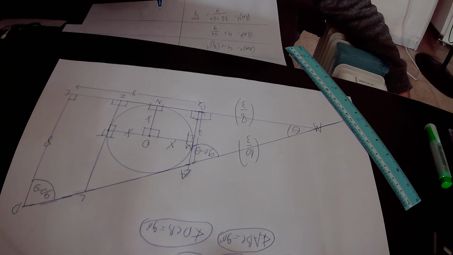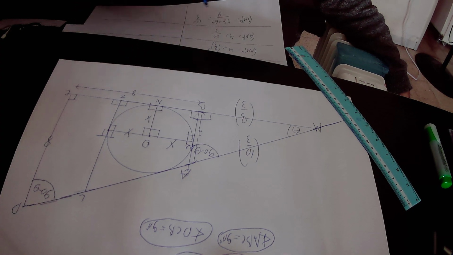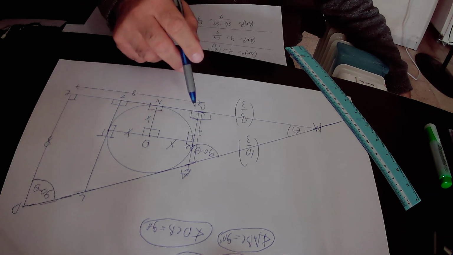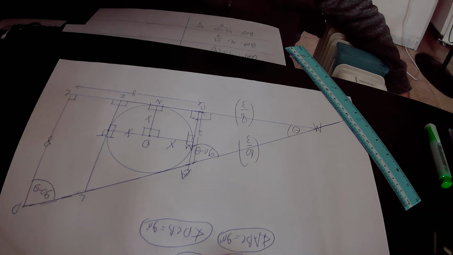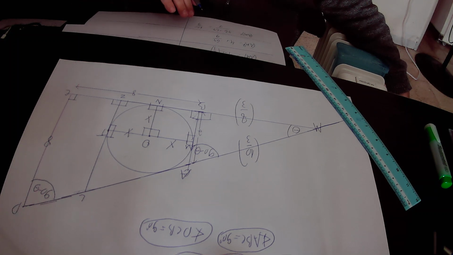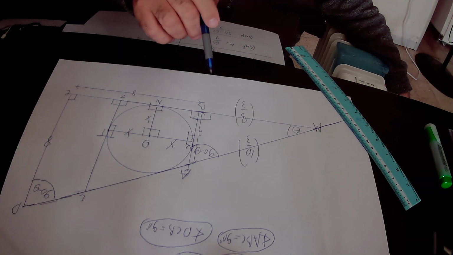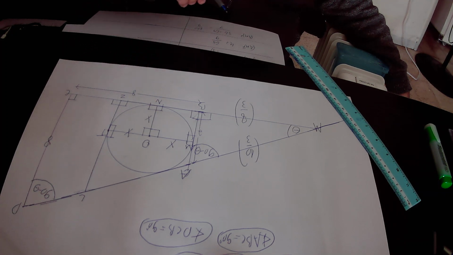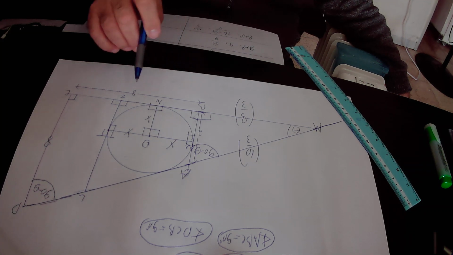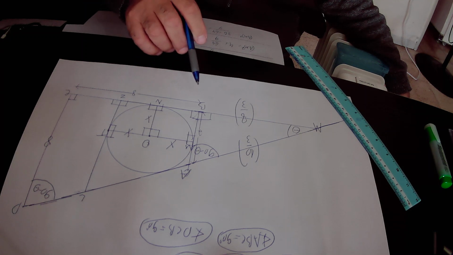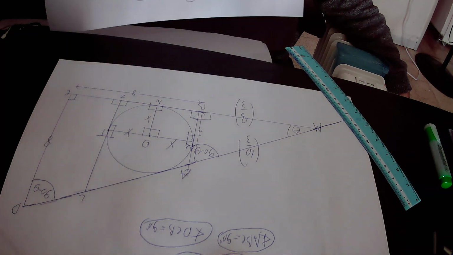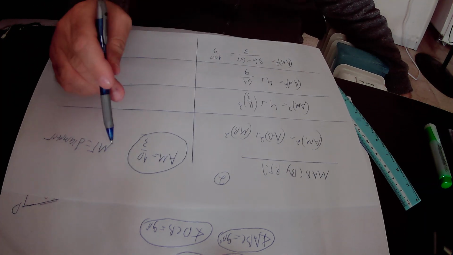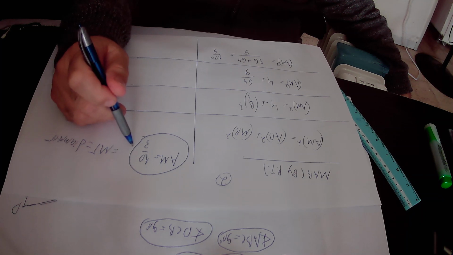We focus on quadrilateral MTBZ. In quadrilateral MTBZ, we have 1, 2, 3, 4 right angles. Any quadrilateral that has 4 right angles must be at least a rectangle, if not a square. So we will relate to quadrilateral MTBZ as a rectangle. We know that the opposite sides of rectangle MTBZ must be equal to each other. That is to say, side MT equals side BZ. In rectangle MTBZ, side MT equals side BZ.